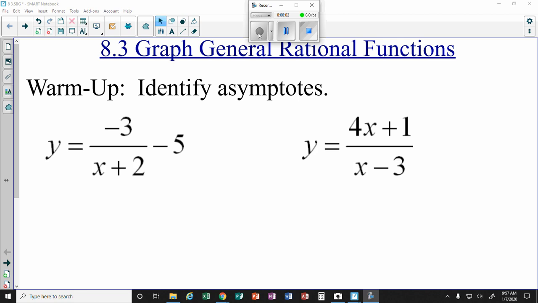So, identify asymptotes. You said both vertical and horizontal. So, how do I find a vertical asymptote in general? It's the same way no matter what. So the bottom equals 0 and solve, right?